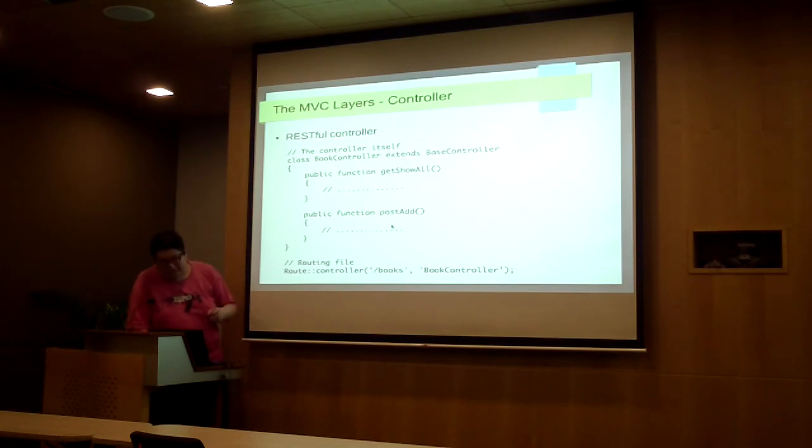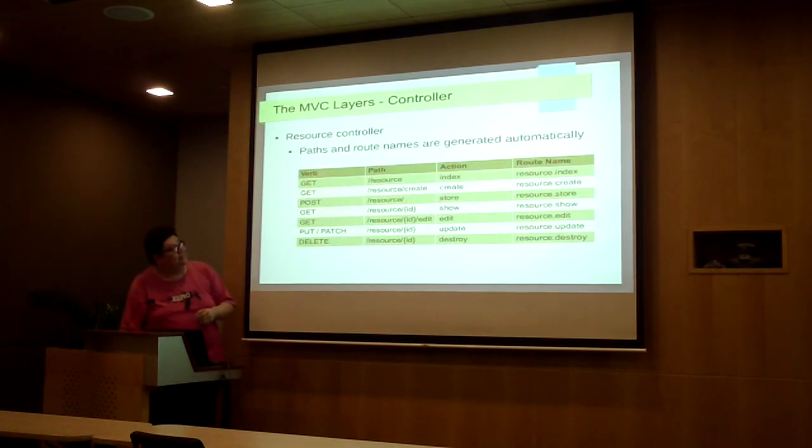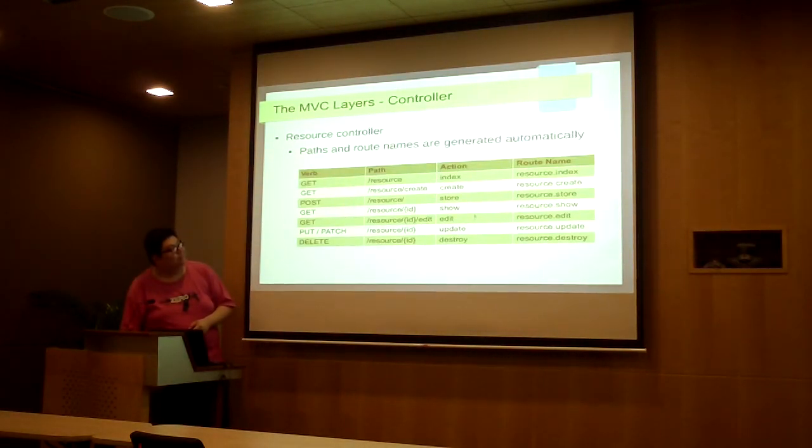The next one is what they call a resource controller, which is actually also a RESTful controller, except that it's done in a different way. First, Laravel has a command line interface called Artisan, which I will not be elaborating on today. You use the command line tool to generate the controller, and it automatically includes all the actions here, automatically assumes all the path patterns here, and also generates a default route name for you. Route names are usually used in Laravel to generate URLs for your actions. That's the primary usage of route names.